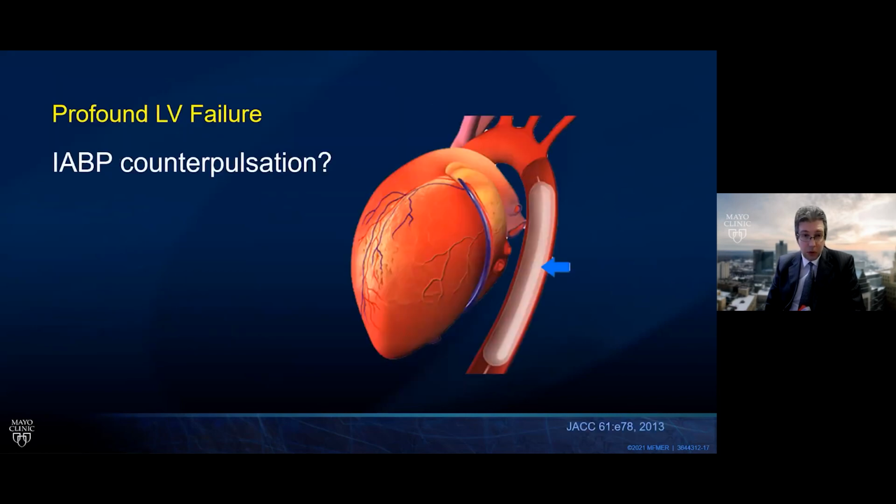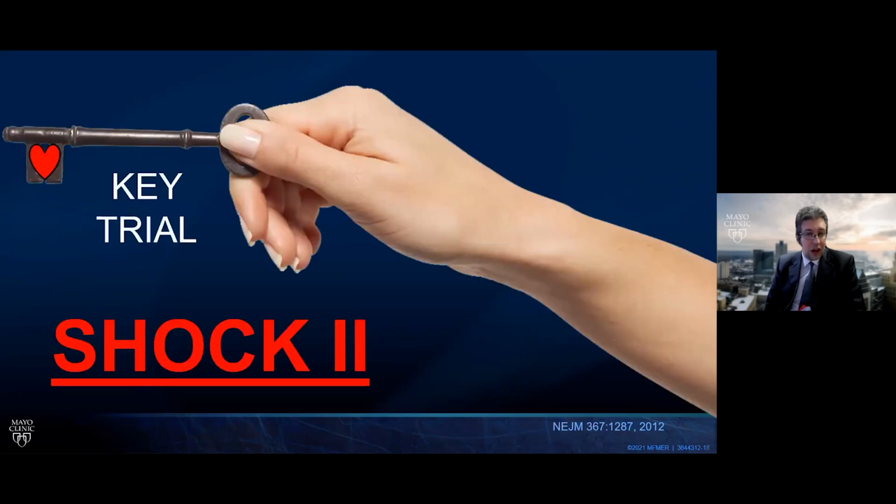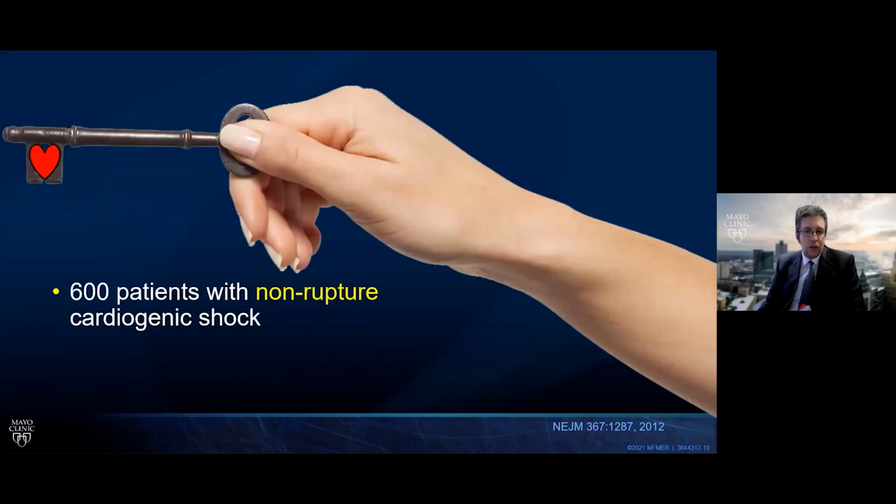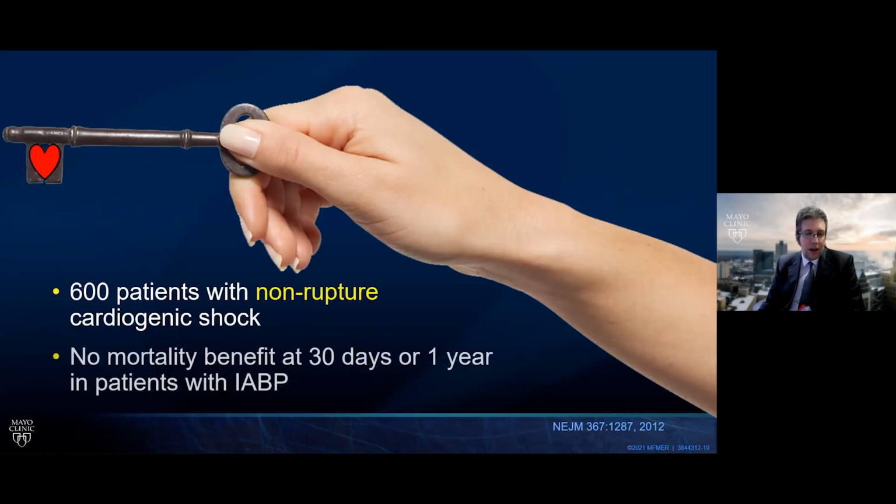Should we be using balloon pumps? Knowing that this has high mortality, should we protocolize use of balloon pumps in patients with profound LV failure? Is there evidence for that? That was the SHOCK-2 trial. And SHOCK-2 looked at 600 patients with non-rupture cardiogenic shock and protocolized them to receive balloon pump or not, and found that protocolized use of balloon pumps had no mortality benefit at 30 days or 1 year.